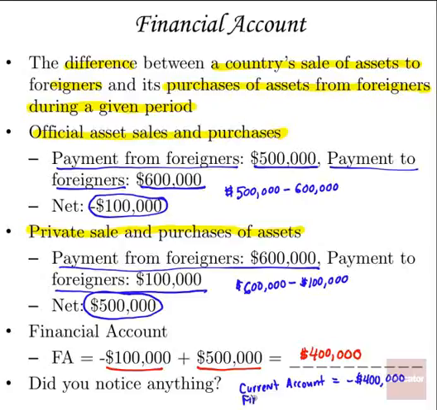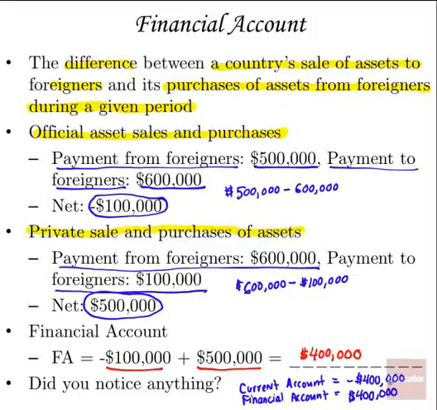And the financial account equaled $400,000. So hopefully you see that the actual numbers are going to equal each other, except the financial account equals negative current account, or you can look at it as current account equals negative financial account. So that's the one equation here that you might want to commit to memory.